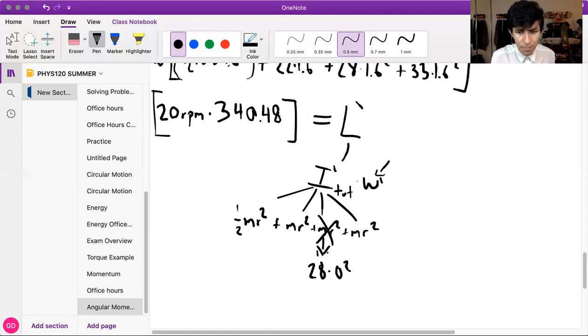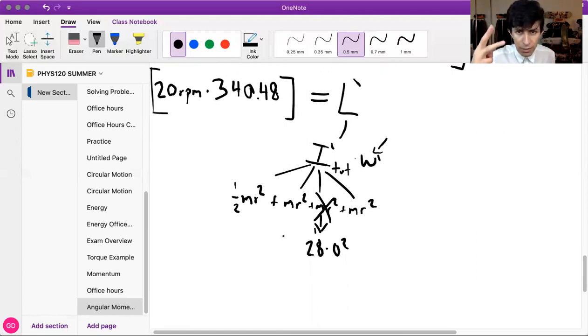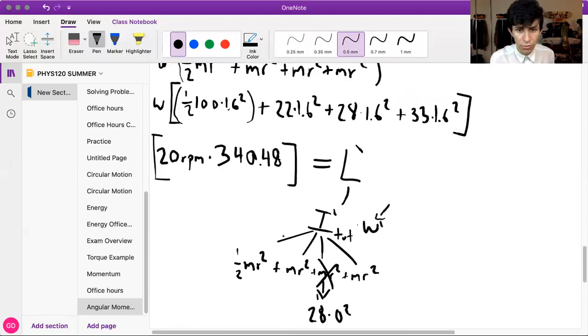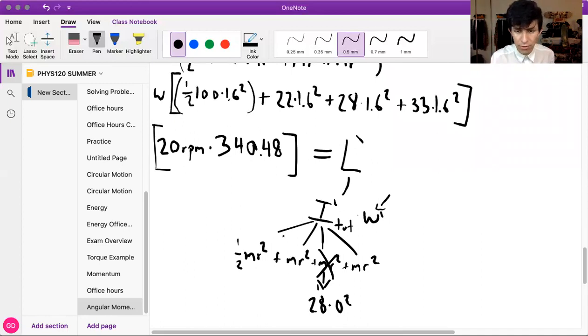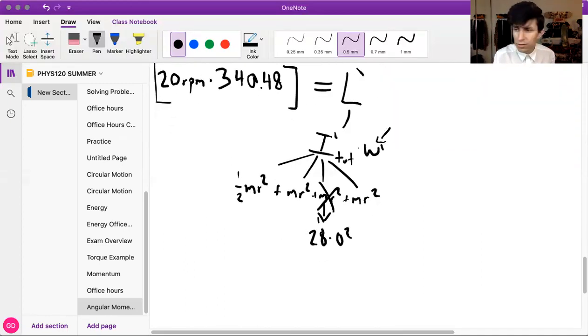So what that does is it leaves 3 different things to take into account: the merry-go-round, the 22, and the 33 kilogram person. That's it. So I'm gonna plug it into a calculator and see what I get. All I have to do is delete the 28 kilogram stuff, and it makes it easy. So now when I calculate this, the total inertia for this case is going to be, once this thing stops acting up.